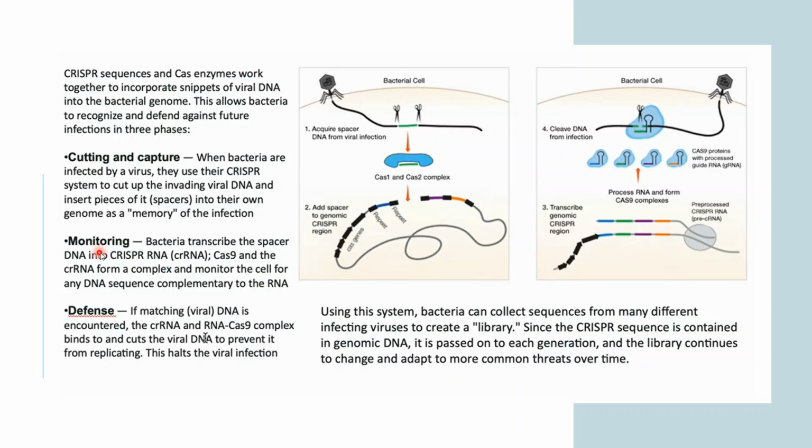So now the second point is monitoring. Basically, bacteria transcribe the spacer DNA into the CRISPR RNA. So now this is the genome which has the viral DNA of that bacteria. And now what happens is that the spacer is added to the genomic CRISPR region. Now they will add it here, and bacteria transcribe the spacer DNA. So they will transcribe this spacer DNA into the CRISPR RNA. So they are transcribing that.